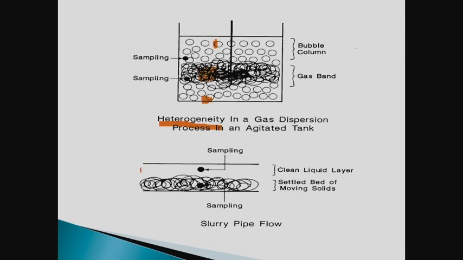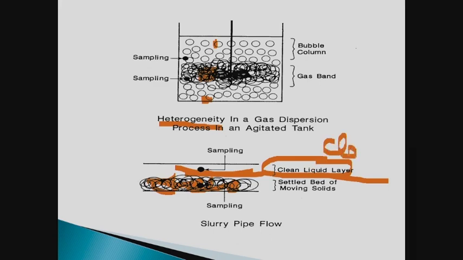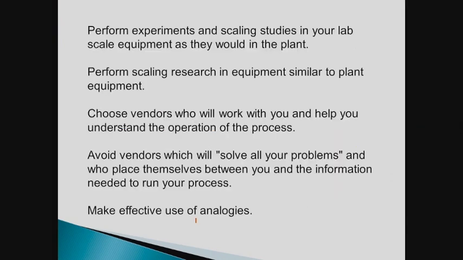Down here we have a slurry pipeline. All the settled solids are at the bottom. We have a high concentration of solids. And up here we have a clear layer. Whenever you're dealing with solids, you should always watch out for a clean liquid layer, or what I would call a clear layer, C-L-E-A-R. We'll show you clear layers again later. Okay, clear. No solids. This is clean of solids up here. You should perform experiments and scaling studies as they would occur in the plant.